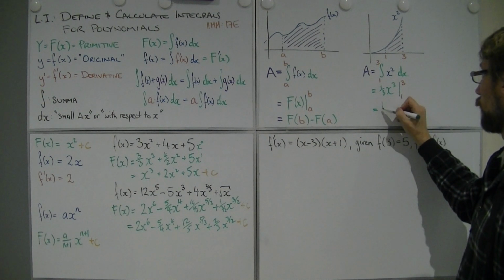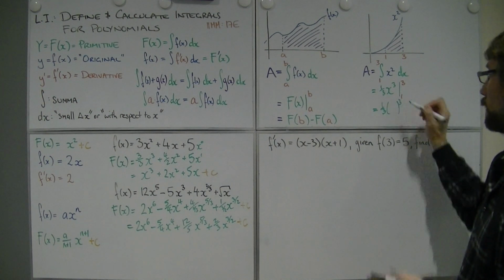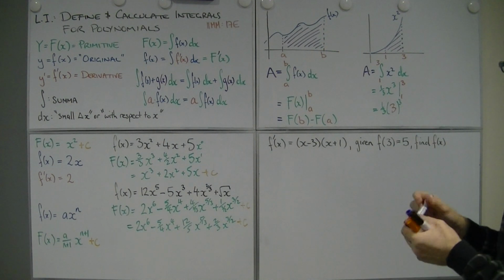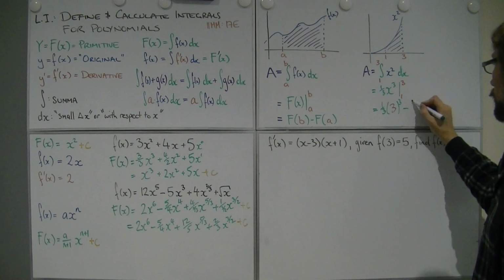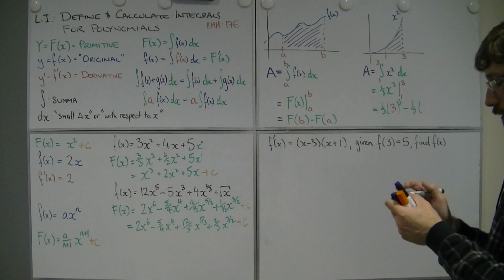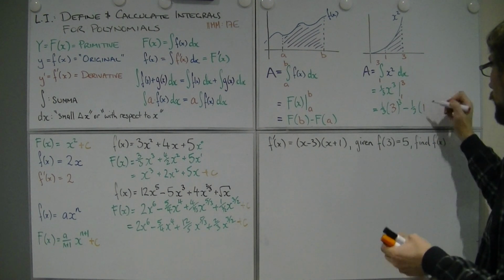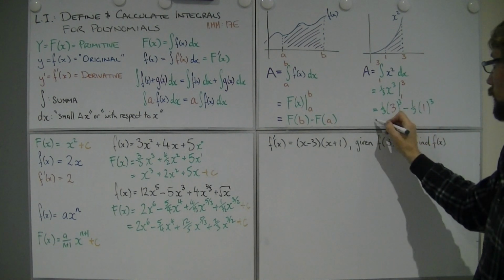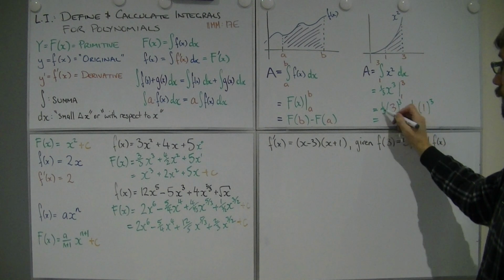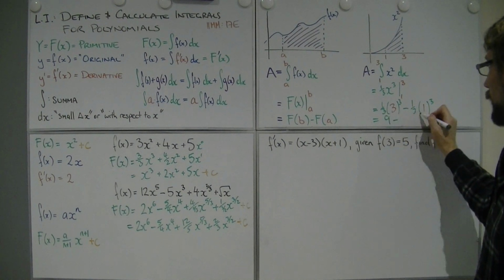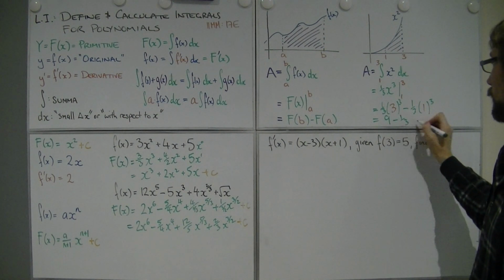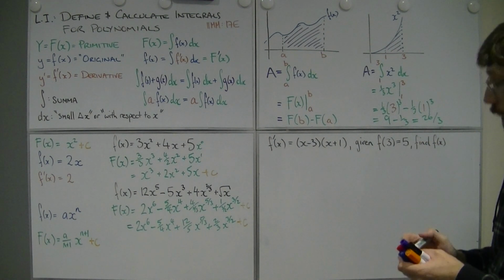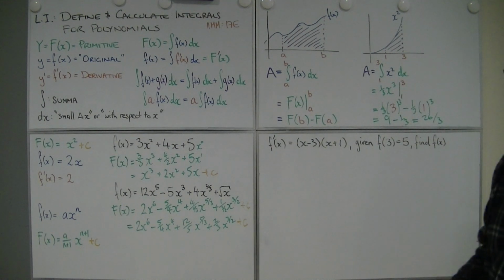Okay, so now I've got 1/3 of 3 cubed minus 1/3 of 1 cubed. Great, well that's 27 divided by 3 gives me 9, minus 1/3 on 3, so what do we get? 26 on 3. So that area happens to be 26/3.